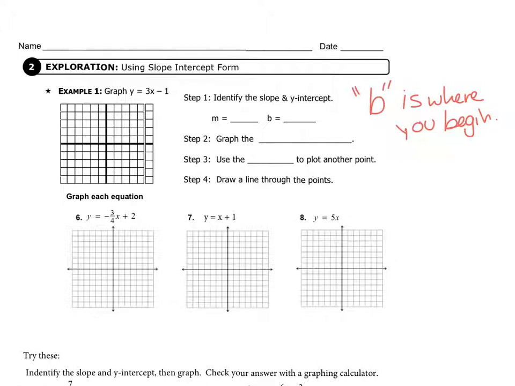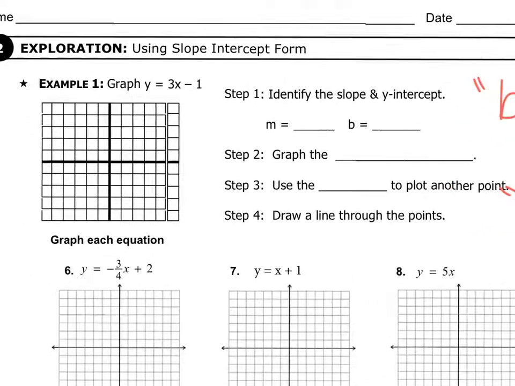Anybody guess what the second one's going to be? M is where you... Any guesses? Move. Good. B is where you begin. M is where you move. When you go to graph, that's important, right? B is where you begin. M is where you move. So we're going to take it slow on this first one, and then I'm going to let you guys practice more at your own pace, okay?